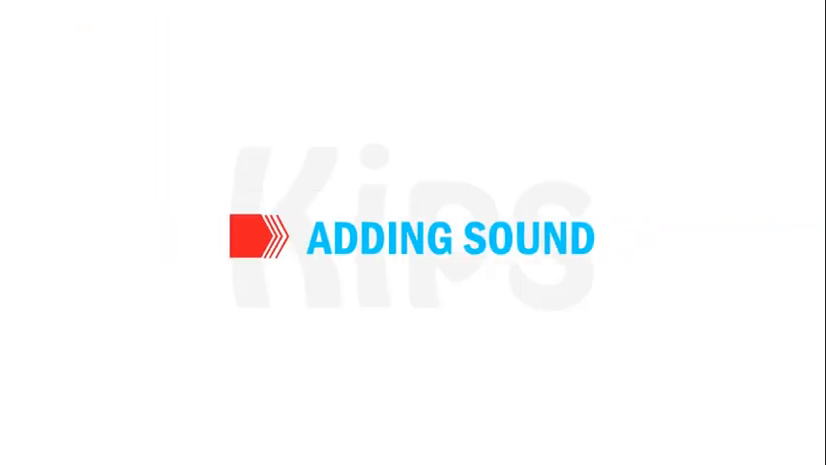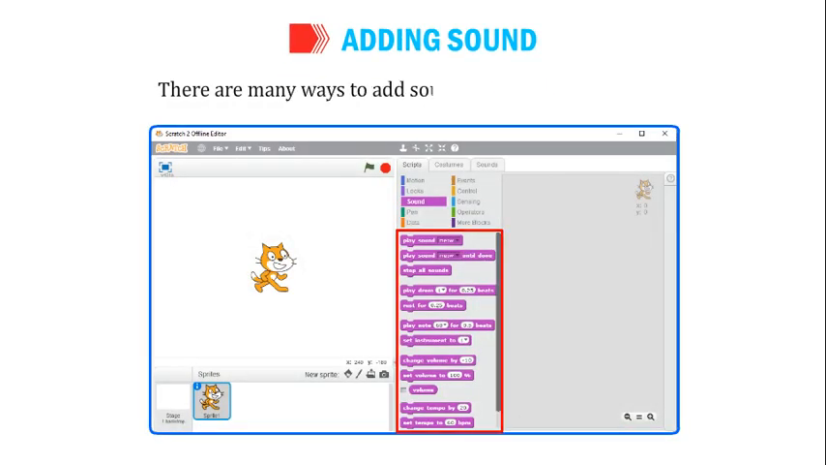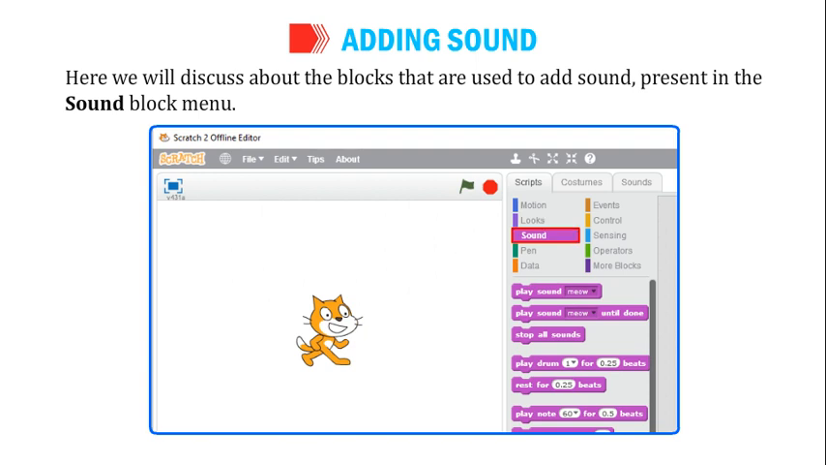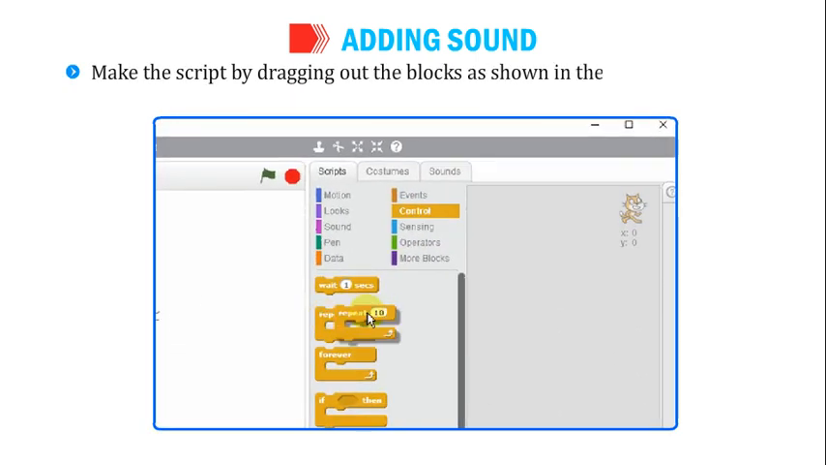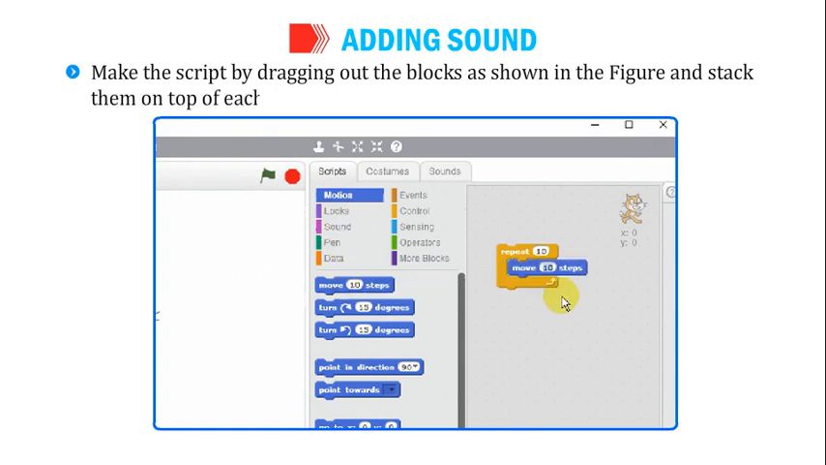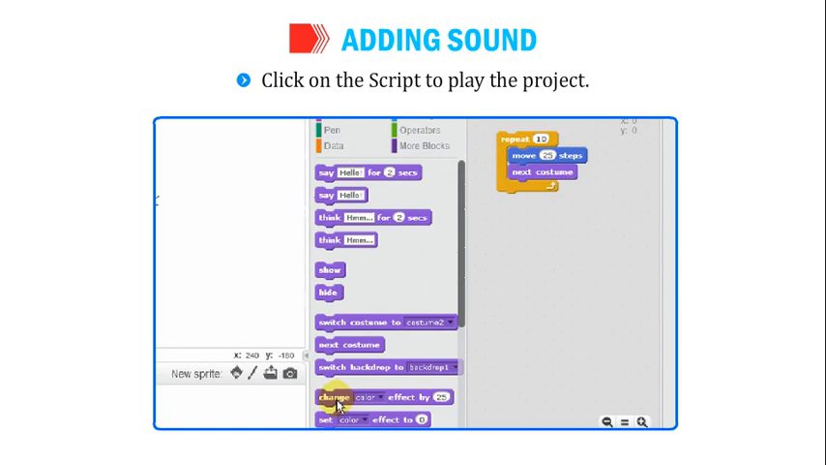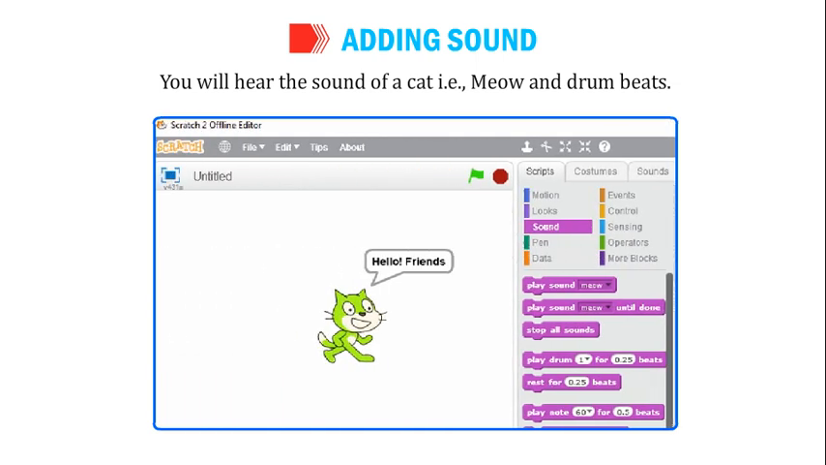Alright students, let's learn about adding sound. There are many ways to add sound to your Scratch project. Here we will discuss the blocks that are used to add sound present in the Sound block menu. Make the script by dragging out the blocks as shown in the figure and stack them on top of each other. Click on the script to play the project. You will hear the sound of a cat, that is meow, and drum beats.